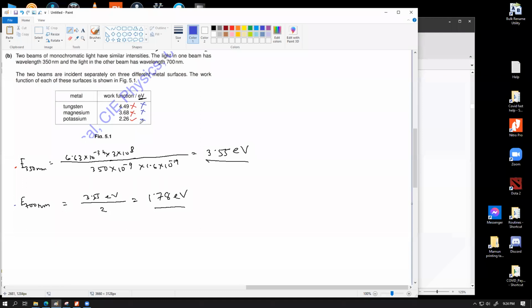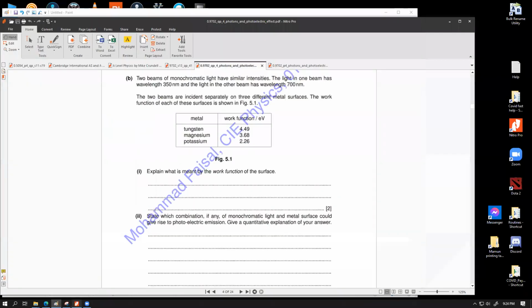What is the question? Give a qualitative explanation. Yeah, qualitative explanation. Because they are demanding an explanation, that's why you should write the last sentence that I said, that because the photon energy is bigger than the work function of potassium. So you should write that sentence as well. So this I find to be the simplest method to go for.